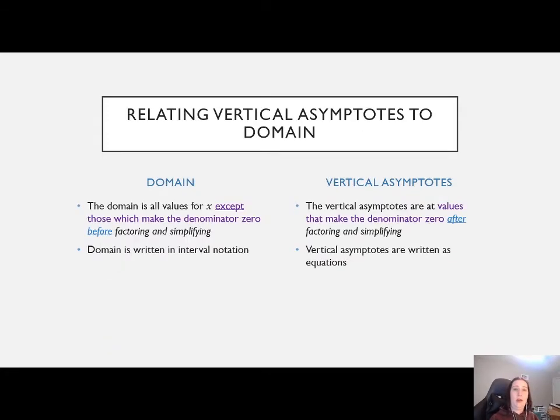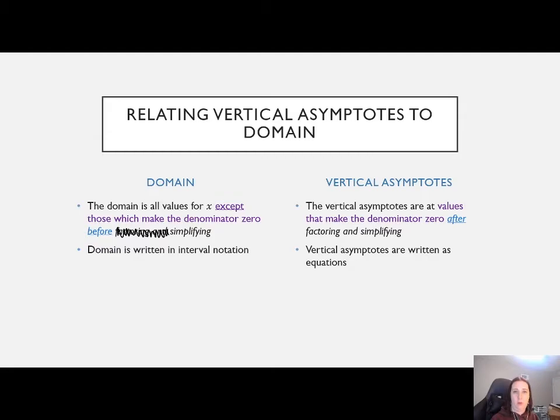And the vertical asymptotes are actually used to also tell you the domain, essentially. The domain is slightly different because we have those holes to worry about. So the difference between the two, because they're very similar when you're looking at rational expressions and rational functions, is that the domain is all values for x except those that make the denominator 0 before you factor and simplify. You can find it after you factor, but before simplifying. The key is it's before simplifying, because you do want to factor to find the domain. So it's before you start canceling things out.